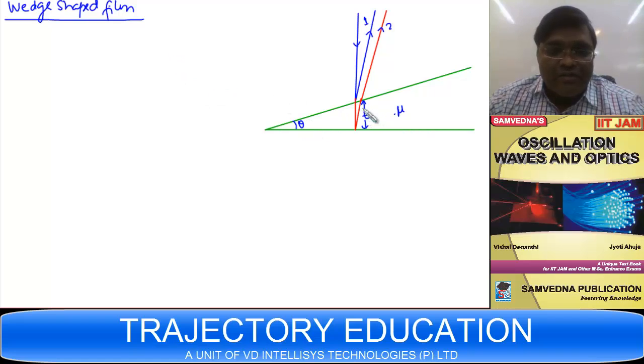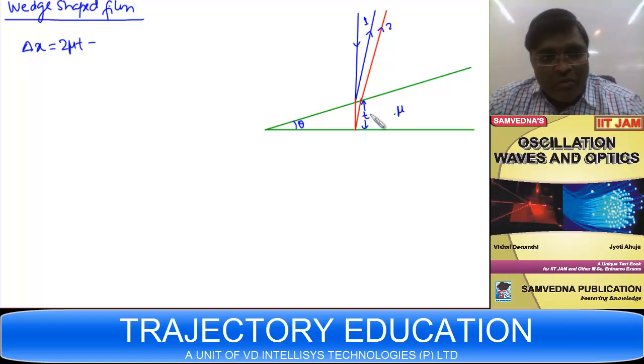the path difference, since we are considering interference between 1 and 2, is going to be 2 mu T. This is going to be the path difference. We are considering normal incidence. And since 1 is getting reflected from a rarer to denser interface, 1 will suffer a phase change of pi. 2 is getting reflected from a denser to rarer interface, so 2 won't suffer a phase change of pi. Suffering a phase change of pi is equivalent to traveling a distance of lambda by 2. So this is the path difference.